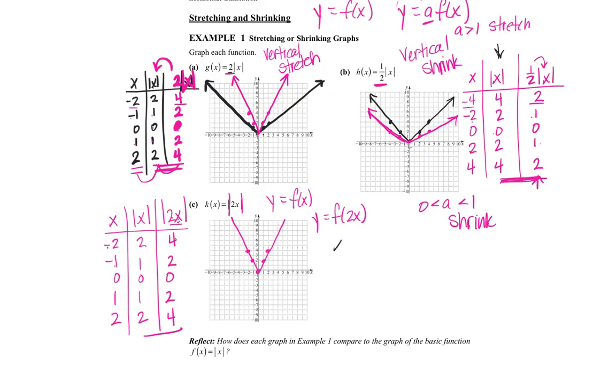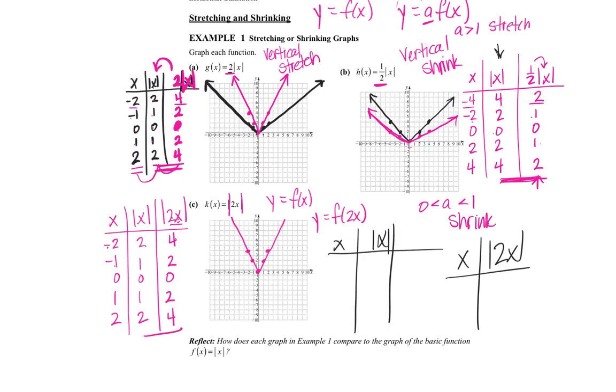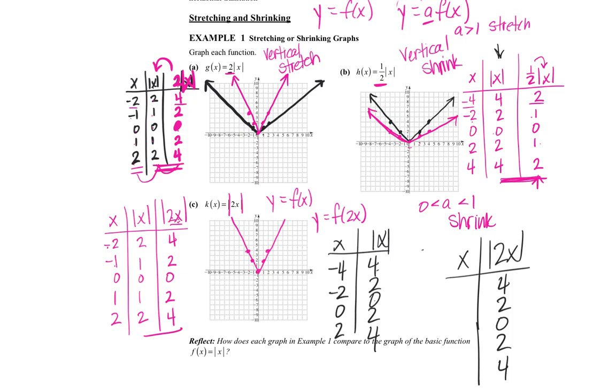What if I did the absolute value of x and then another table with the absolute value of 2x. Okay, so I want us to think about this. What if I chose the y values? Let's say I wanted the y values to stay the same. What x value would you use? So if it's a 4, then this would be -4. If this is 2, it would be -2, 0, 0, 2, 4.